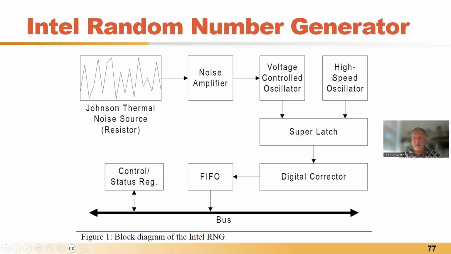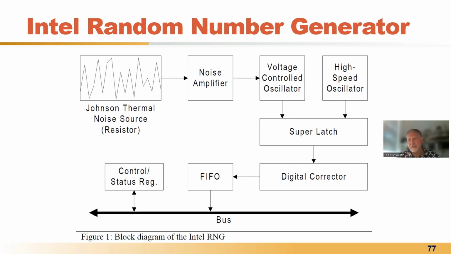Then you've got another counter, which is going at a fixed rate, and it's just sampling those counter values. It's pulling a bit or two out of that and shoving it into this latch, into this sequence of bits. And then you have this thing called a digital correlator, which tries to throw away some of that information to make the number of ones and zeros roughly balanced over a short period of time.